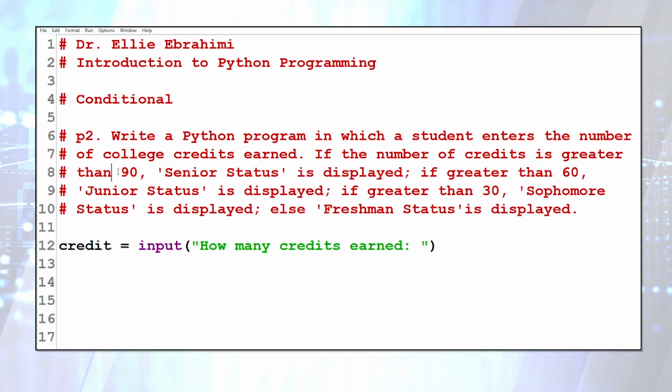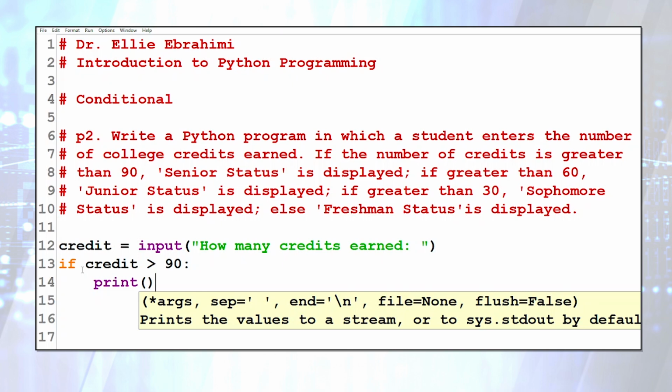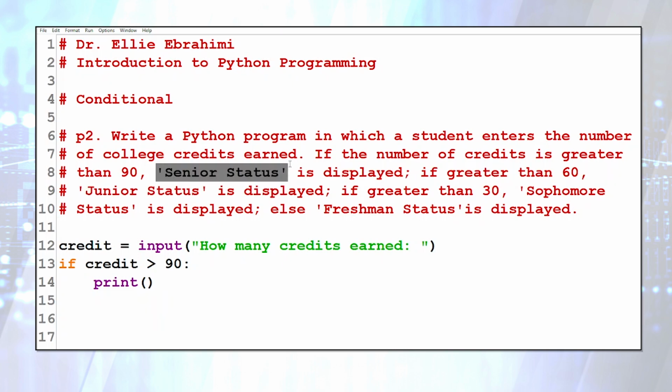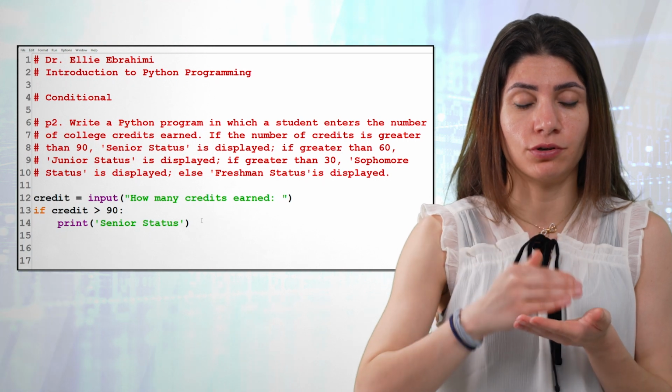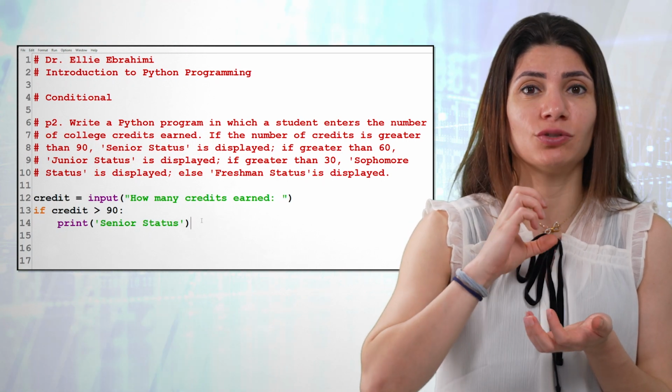I'm going to start from the top, and I'm going to set my first condition. So if this credit is greater than 90, then we are going to print the senior status. So I'm going to copy and paste it here, and you can check this one right here. I'm going to go ahead and run it, test it, because there is one small issue at this point. It is very important to test your programs as you write them.